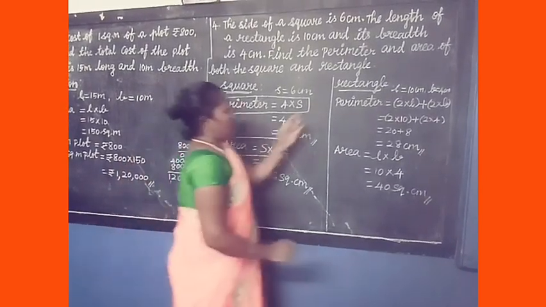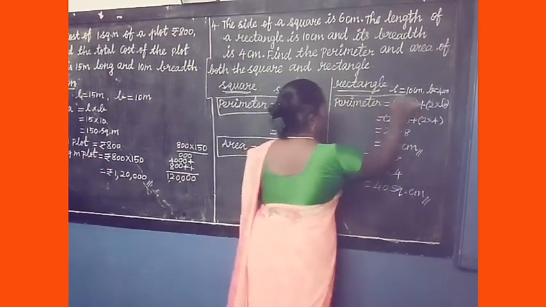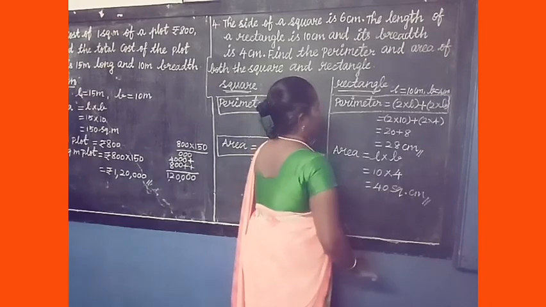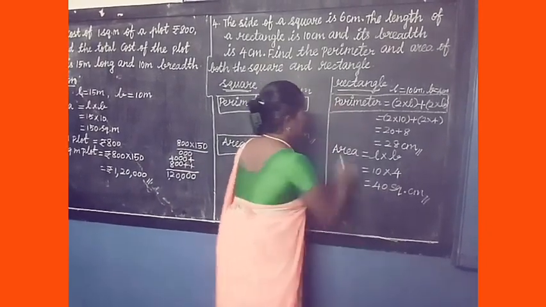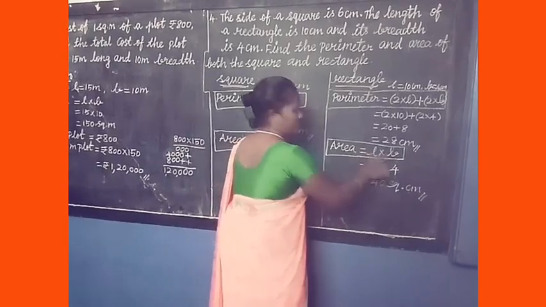Next, perimeter of a rectangle means L and B value is given means the formula is 2 into L plus 2 into B. Area of a rectangle means the formula is the given value only, L into B.